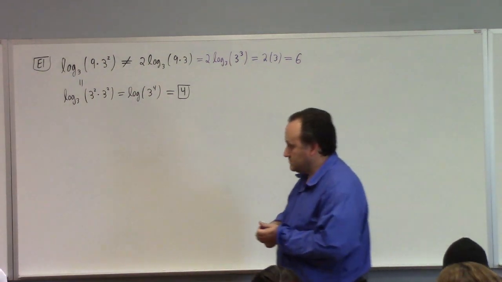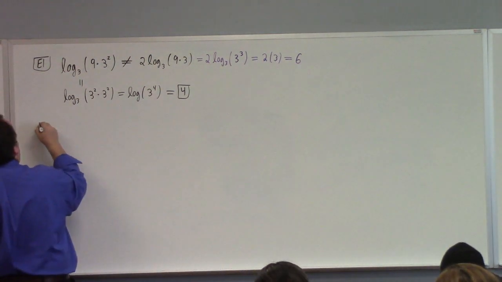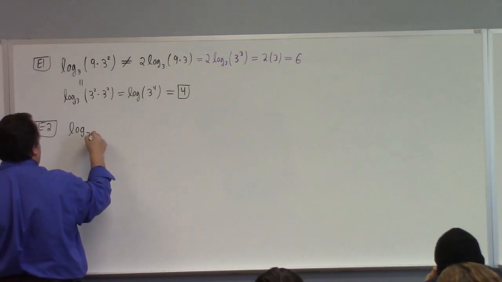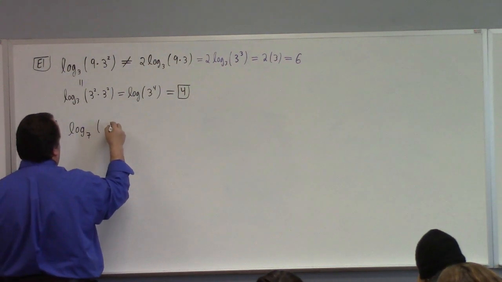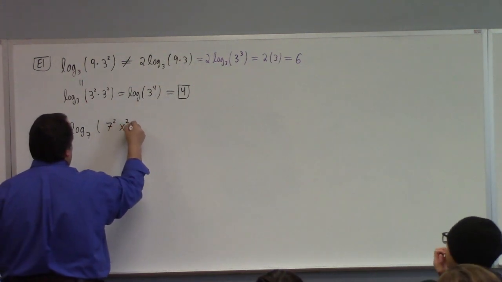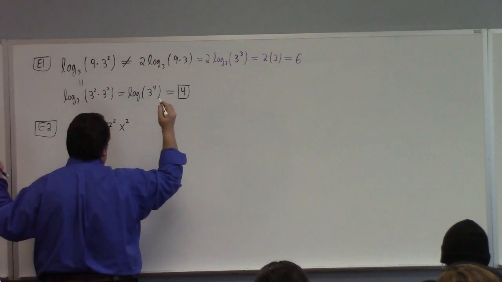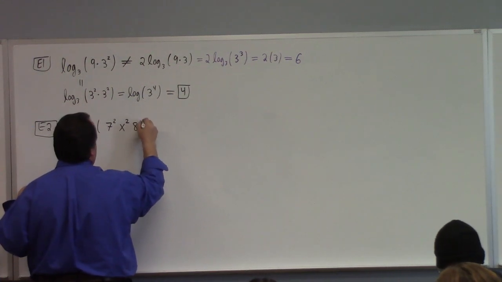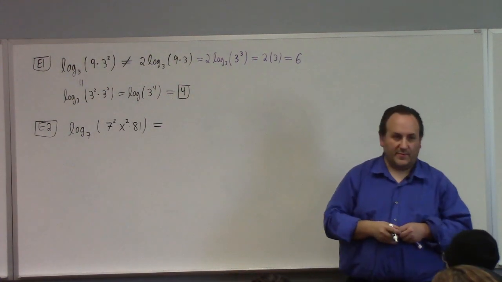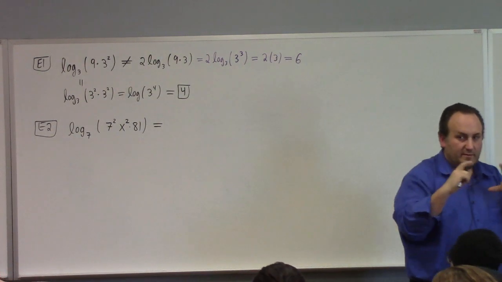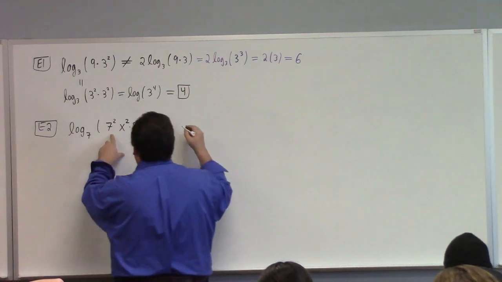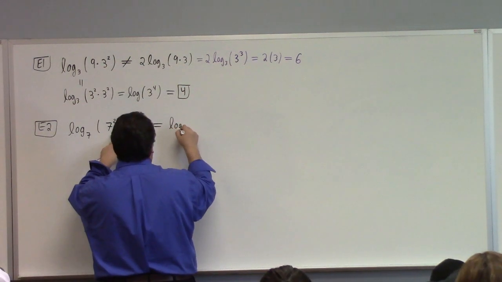So what would that one look like if everything was raised to the same power? Something like this, say log base 7 of 7 squared times 81. So in order to use the power property, I have to have everything raised to a power inside the log. So for this silly example I just made up, I have to write 81 as a power, right? 9 squared.